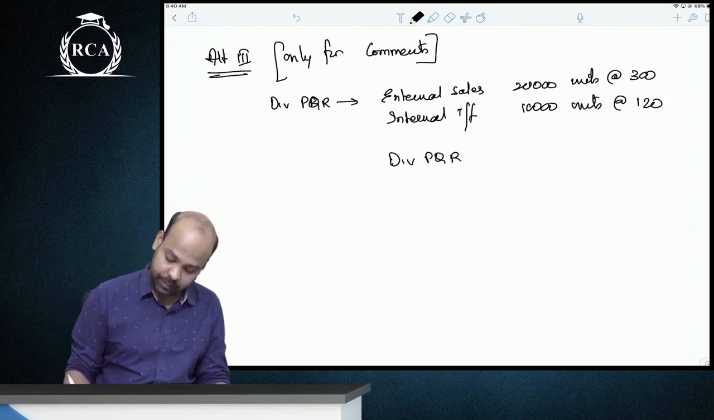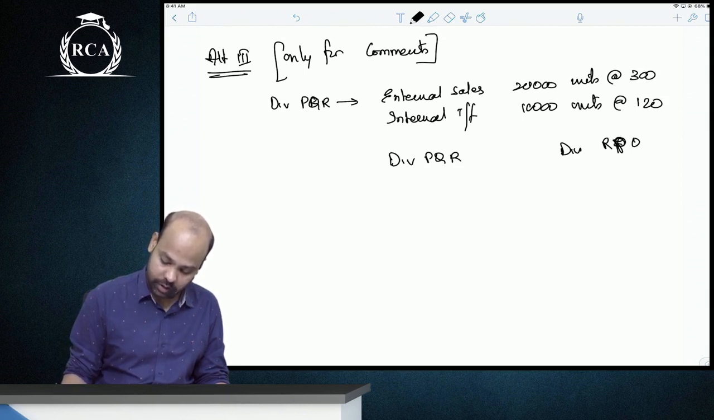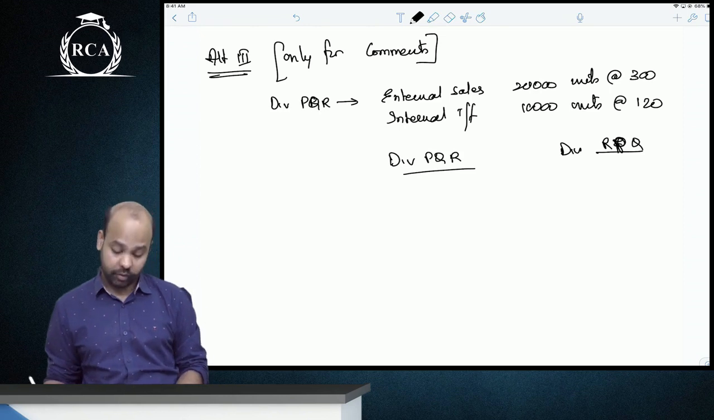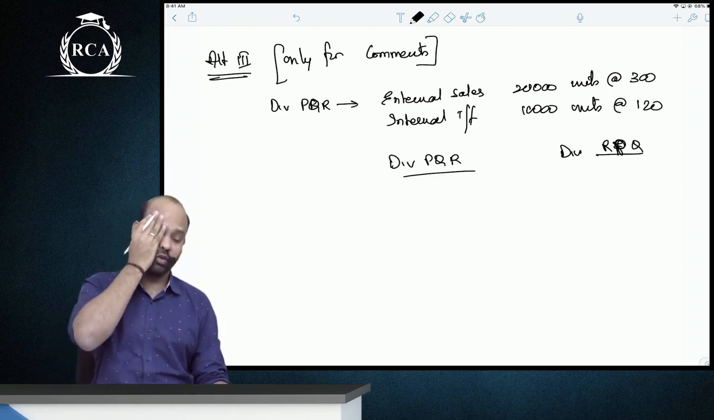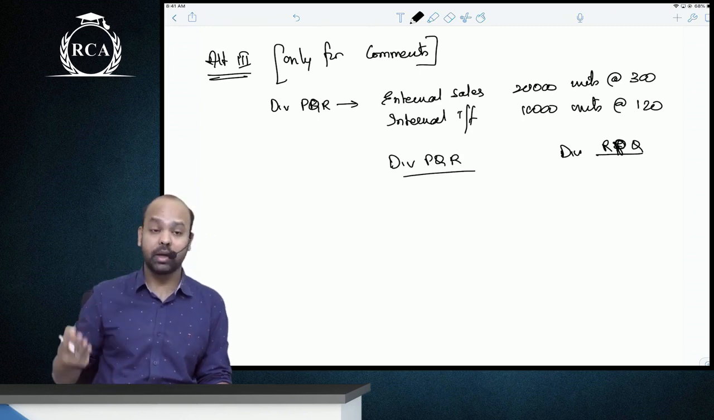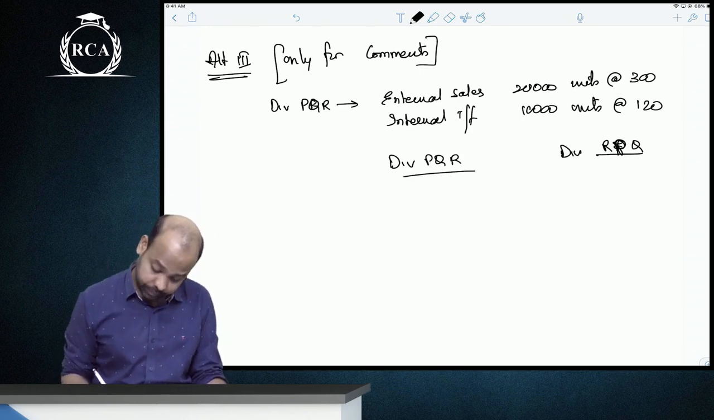Division PQR, division RPQ. अरे यार ये कितना कंफ्यूजन है RPQ लिखना. सब लोग करो बेटा ये. Quickly finish off this profitability, guys. This is only for the purpose of writing comments, guys, so that we can comment on whether the company should implement a transfer price of 120 or not.